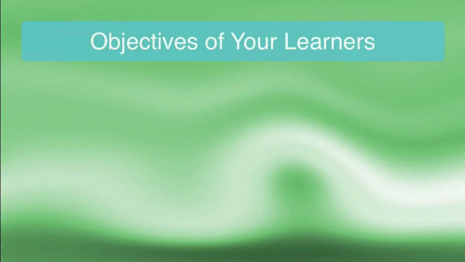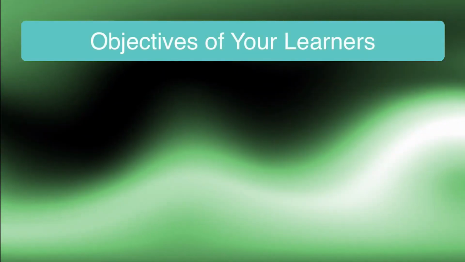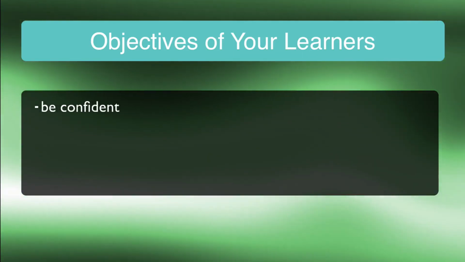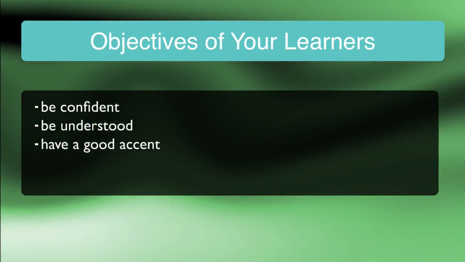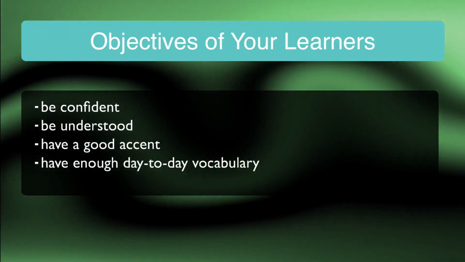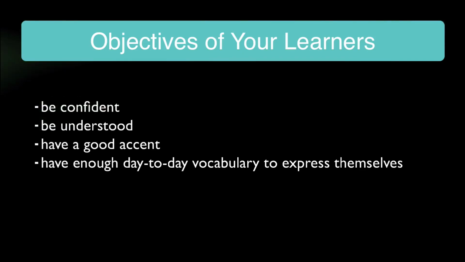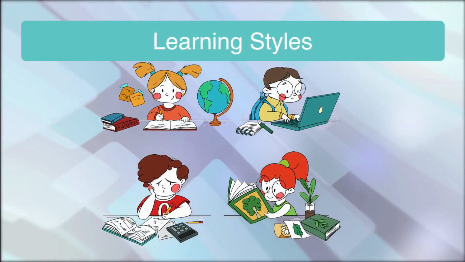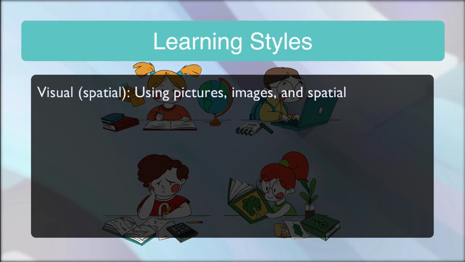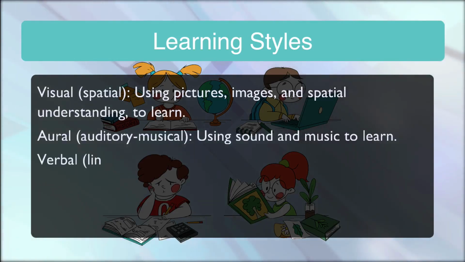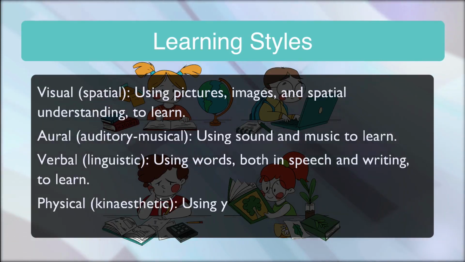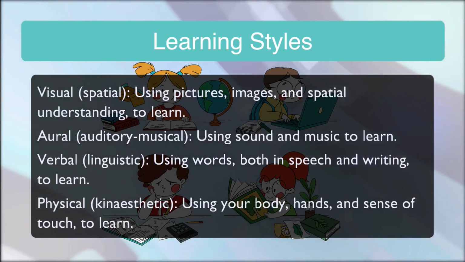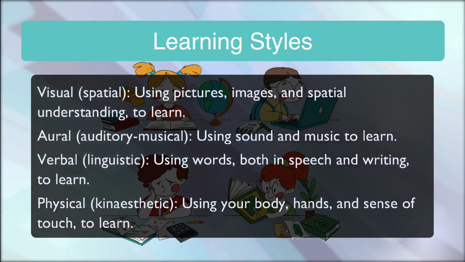So why is learning vocabulary an objective for many learners? Why do they want more words? They want more words to be more confident, to be understood. They also want to have a good accent, and they want enough day-to-day vocabulary used by natives to express themselves. So you have to go back to learning types. We saw in previous lectures different learning styles, different ways of memorizing. Some people are more visual, so using posters, incorporating flashcards and repetition can be beneficial. So do go back to that lesson and think, okay, what is the most effective way of teaching vocabulary here? What is suitable for this particular learner or this group of learners?